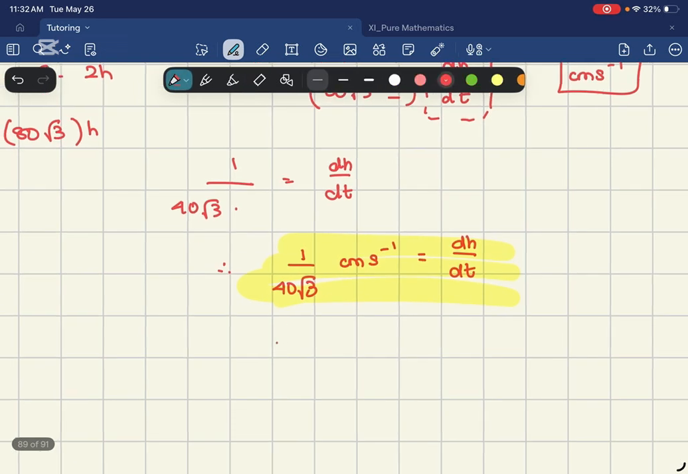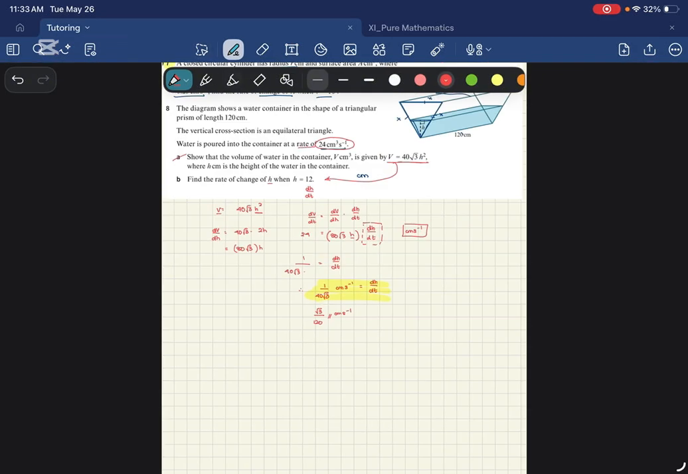If you actually rationalize, usually we don't like keeping square root terms in the denominator. So what we can do is multiply the numerator and the denominator by root 3. Square root of 3 times square root of 3 is going to be just 3. And 40 times 3 is going to give you 120. So this is also a valid answer, root 3 over 120 centimeters per second. All right, so we are done with question 8.